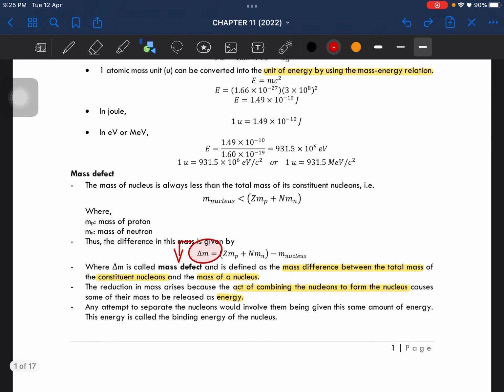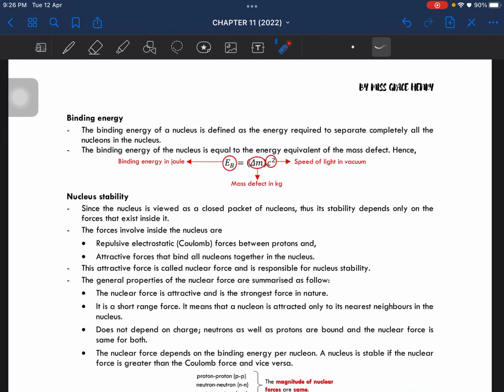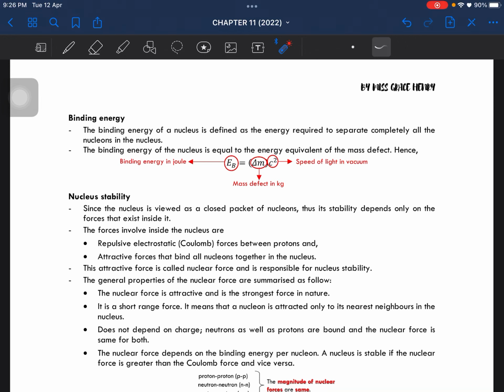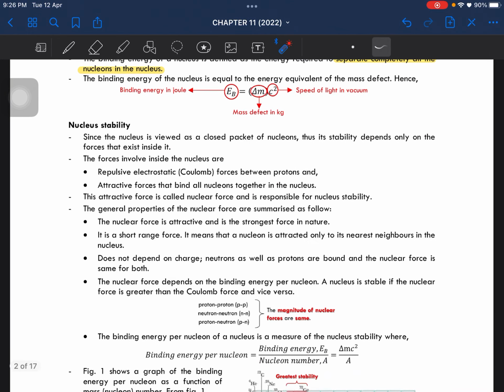So if you want to separate them, you need the same amount of binding energy. Binding energy is defined as the energy required to separate completely all the nucleons in the nucleus. The binding energy of this nucleus is then equal to the energy equivalent to the mass defect. So we just have to multiply it with the square of the speed of light. That is how you calculate the binding energy.